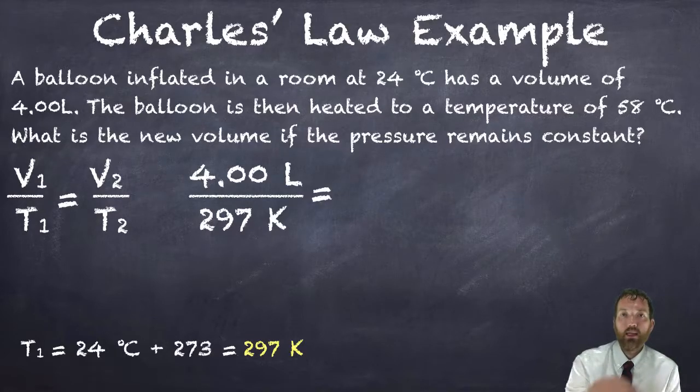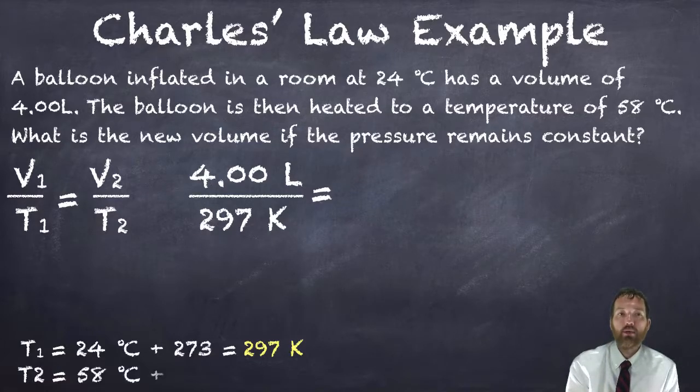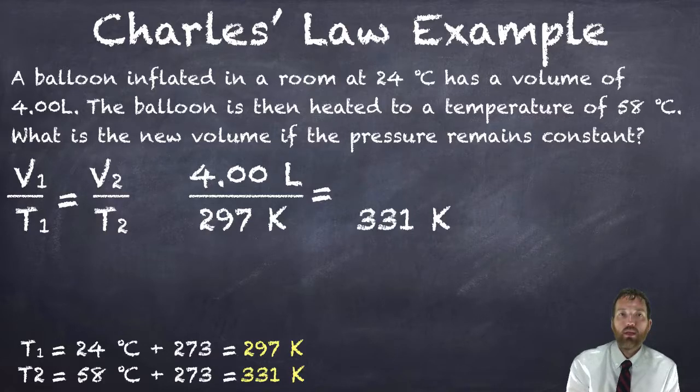The balloon is then heated to 58 degrees Celsius. We need to find out what that is in Kelvin. So our T2 is 58 degrees Celsius plus 273. That is 331 Kelvin. And they want to know the new volume, so that's what we're solving for, V2.